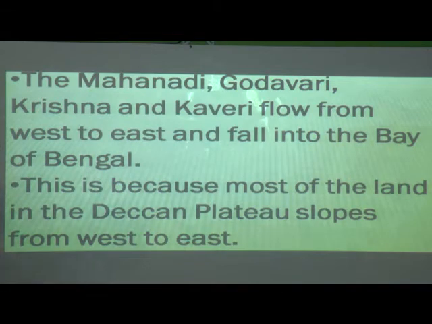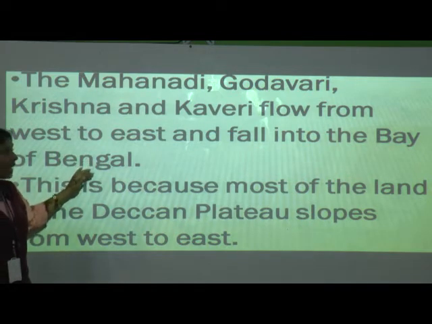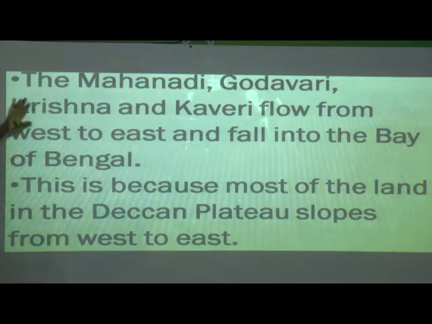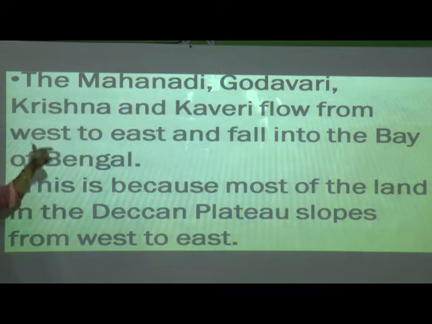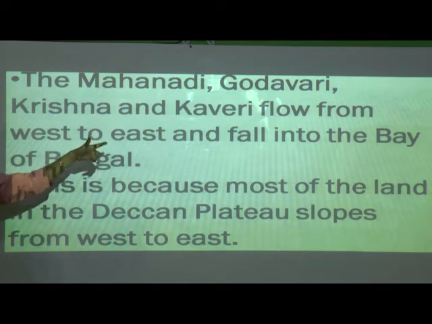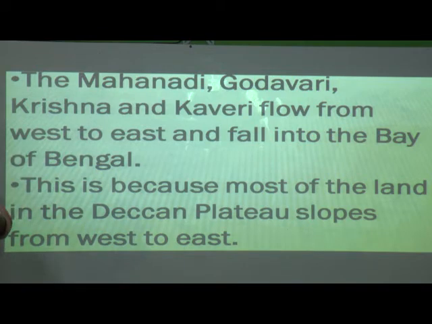Which are the rivers? The rivers are the Mahanadi, Godavari, Krishna and Kaveri, which flow from west to east and finally fall in the Bay of Bengal.